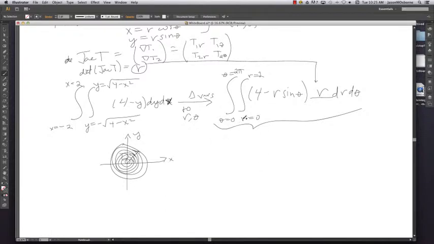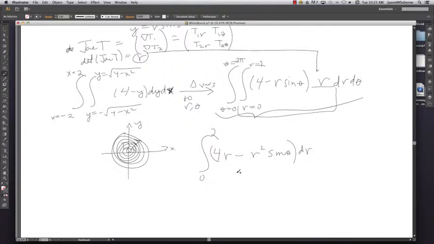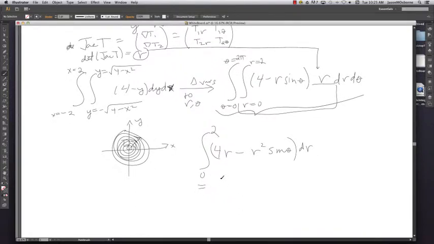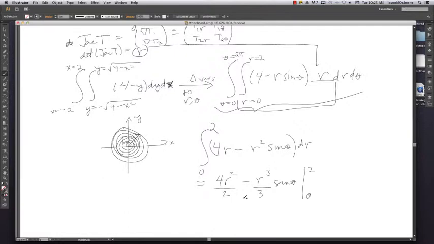Let's just do this as an iterated integral. Focus on this term first. So if you go from 0 to 2, 4r minus r squared sine of theta, and we're going to do this as a dr. We're going to do this as an r integral, so theta is a constant. And when you integrate this, you should get 4r squared divided by 2 minus r cubed over 3 sine of theta. And then evaluate from 0 for r up to 2.